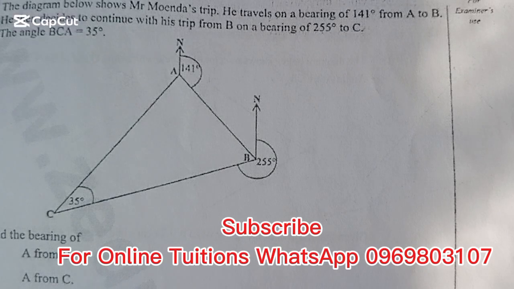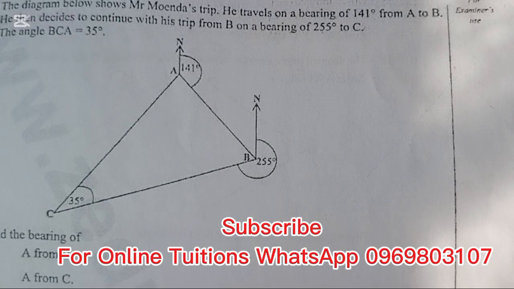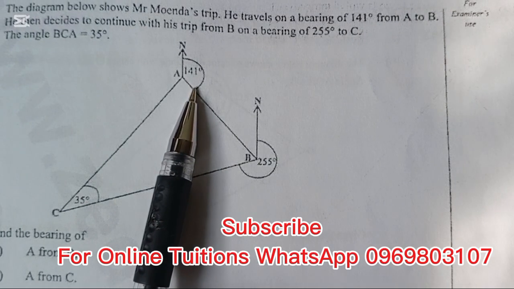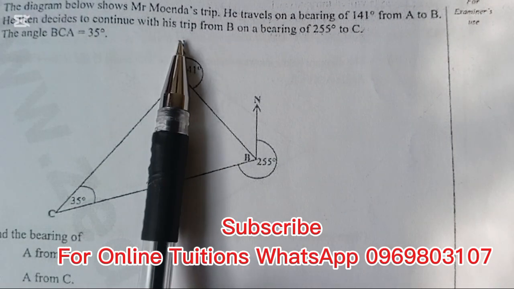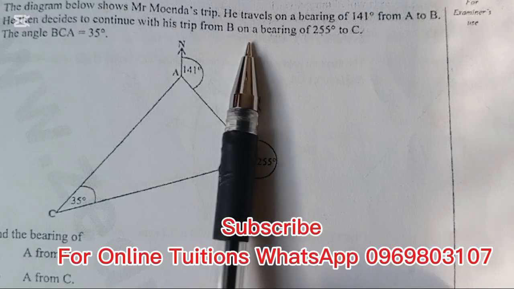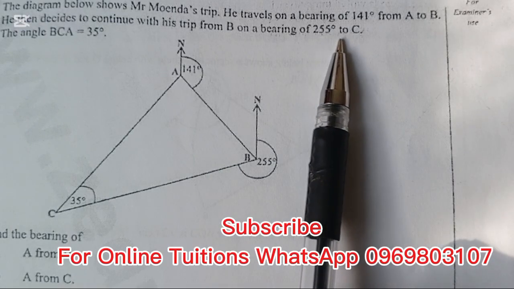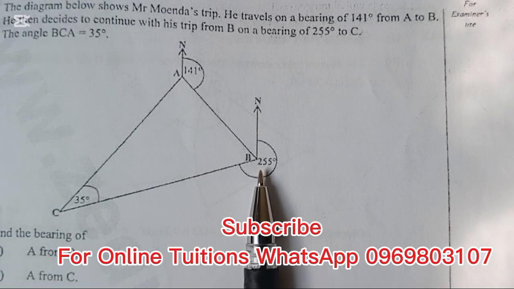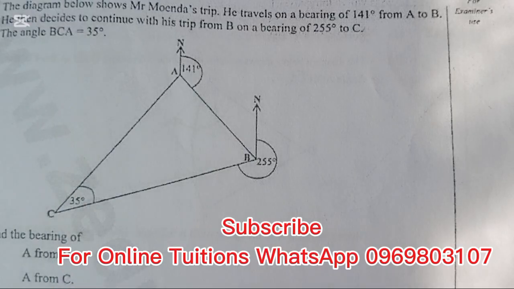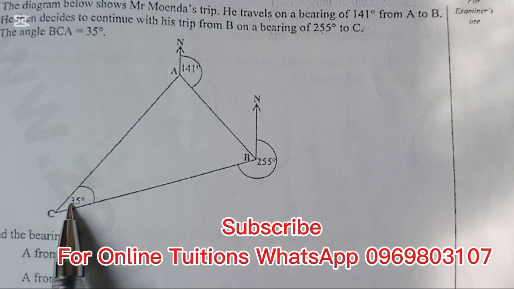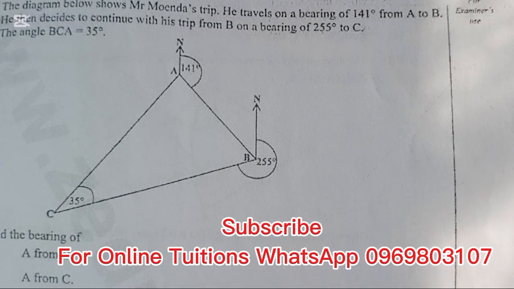Mathematics, bearings. The diagram below shows Mr. Mohenda's trip. He travels on a bearing of 141 from A to B, which is this one. He then decided to continue with his trip from B on a bearing of 255 degrees to C, which is this one. The angle BCA is equal to 35 degrees. So the first question is, find the bearing of A from B.